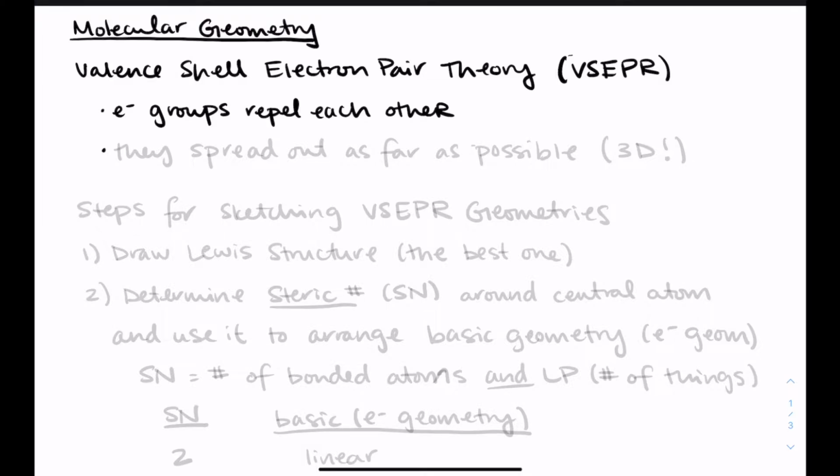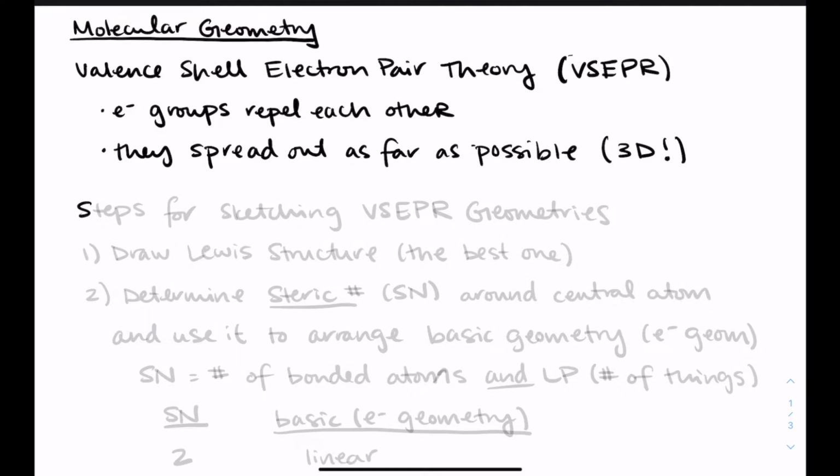The principle behind this theory is that electron groups repel each other. So, nothing terribly groundbreaking. Negative charges repel each other, and they spread out as far as they possibly can. The thing that makes this a little harder to see on paper is that they have all of 3D space to spread out in. So when they spread out as far as possible, it's in 3D space, and that affects the geometry around a specific atom in a molecule.